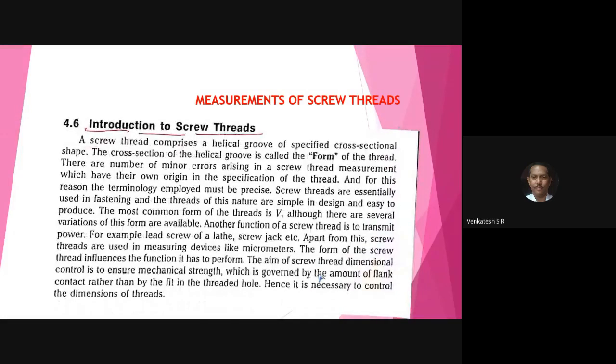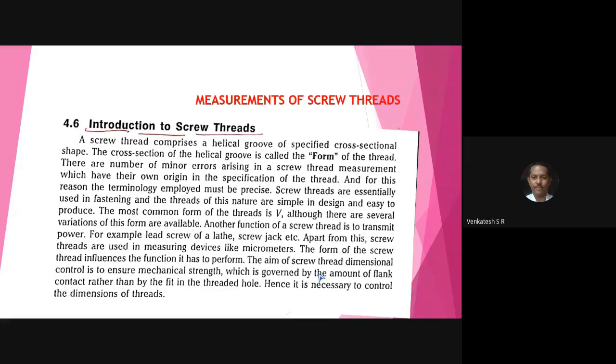Last class we discussed the measurement of screw threads. There are two types of threads: one is external thread, the other is internal thread. Again, there is one more classification, that is left hand thread and right hand thread. The difference between them is known to all of you. For example, in your mixie jar, if you turn the nut in the clockwise direction and it retraces, that is called left hand thread. If you turn clockwise and the nut advances on the bolt, then it is called right hand thread.